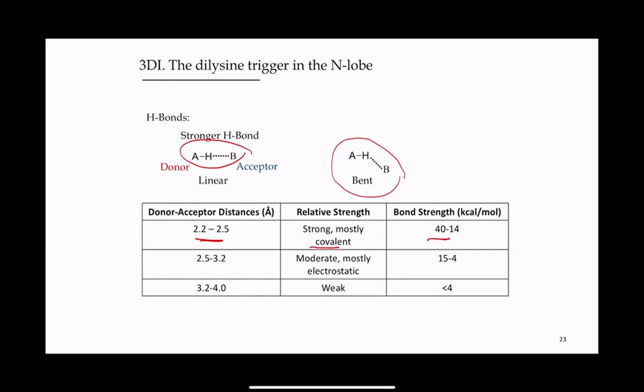As you go further away, that becomes less covalent in nature, more electrostatic. And then you go even further away, it becomes quite weak. But often hydrogen bonds, when you have an extensive network of them, really help to stabilize things, even if individually they may not necessarily be strong.